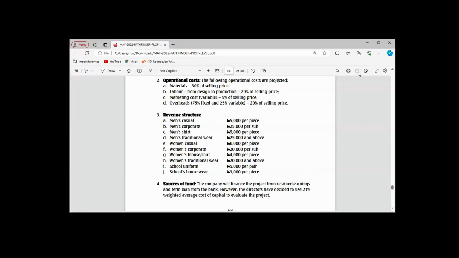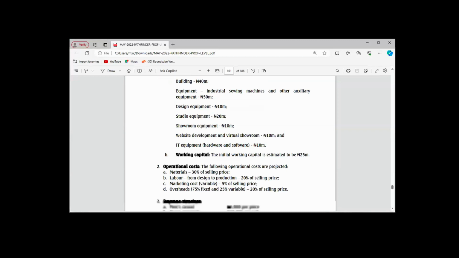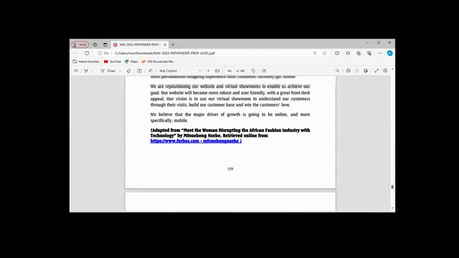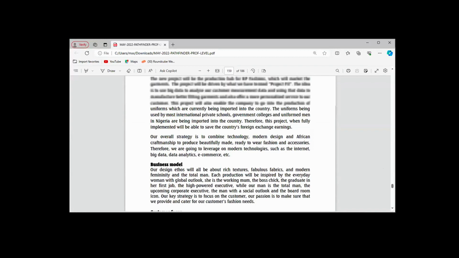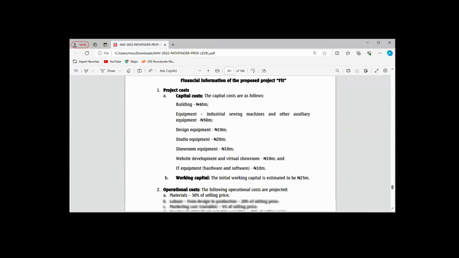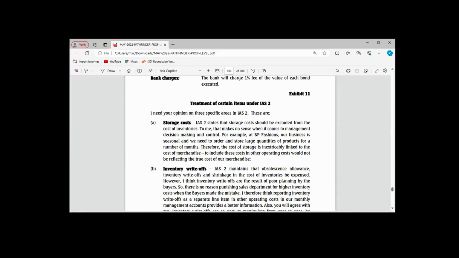Because I'm about to go to the main thing now, that's why I'm trying to draw your attention. So they've given us insight. Usually when you have a requirement and the requirement mentions a particular exhibit, it means that there's information that is relevant that is contained in that exhibit. So you need to go to where that exhibit is located and get that information. So they referred us to exhibit 11, that's where the information about the treatment of items under IAS 2 is located. So we are going to that exhibit now to see what is contained there. So this is it, page 164, treatment of certain items under IAS 2.